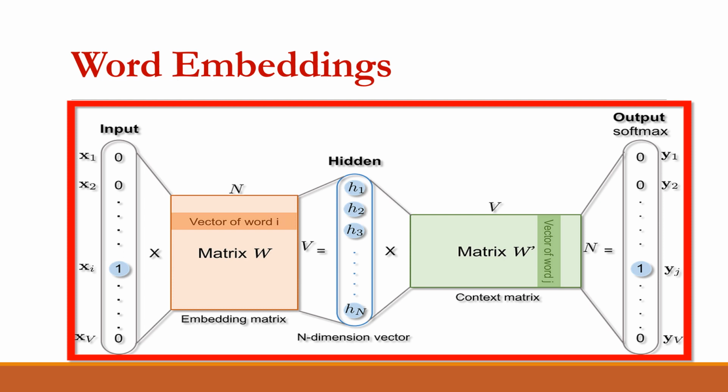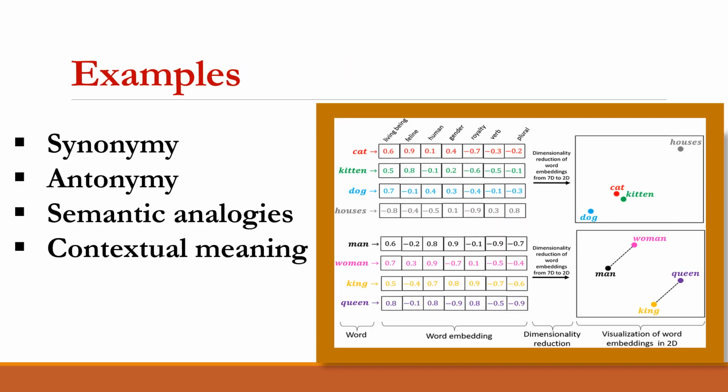But instead of manually selecting these elements of the vector, they use machine learning algorithms to learn the most informative features of the words automatically. And the resulting vectors capture the meaning of words in a high dimensional space where words that are semantically similar are located close to each other. So here are some examples to illustrate how word embeddings work.